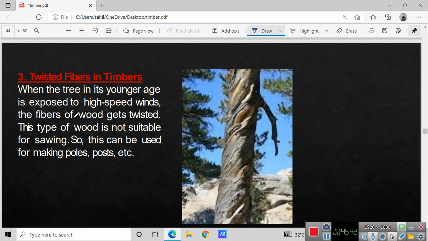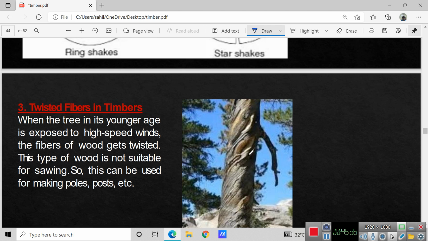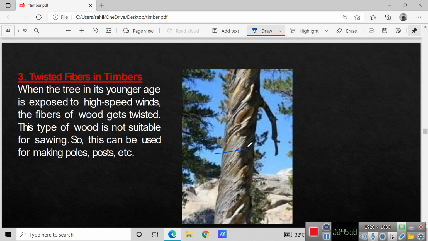Twisted fibers in timber. When the tree in its younger age is exposed to high speed winds, the fibers of wood get twisted. This type of wood is not suitable for sawing, so it can be used for making poles, cords, etc. In twisted fibers, a torsional force acts continuously on the wood, due to which it gets twisted.